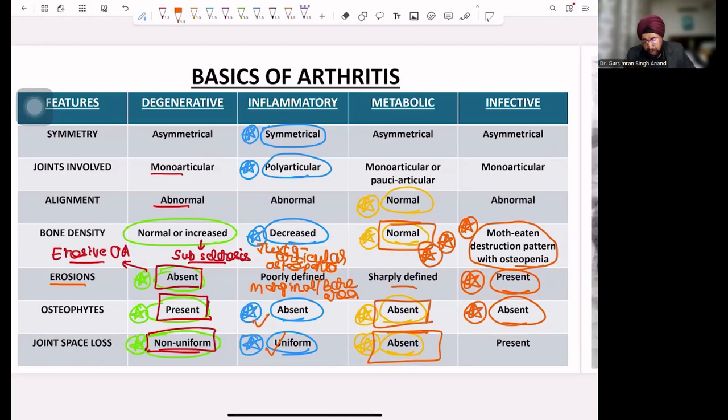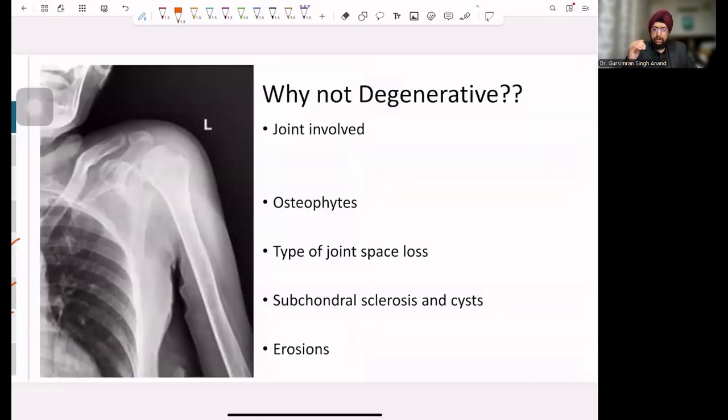And if you talk about infective arthritis, there is loss of the subchondral bone. Second, it will have a moth-eaten destruction pattern in the region of the metaphysis along with osteopenia. Erosions will be seen and osteophytes will again be absent. Joint space loss will be there, but in the late stages of the disease it can be uniform or non-uniform. Let us move back to the X-ray and rule out the choices one by one, starting with why it is not degenerative.